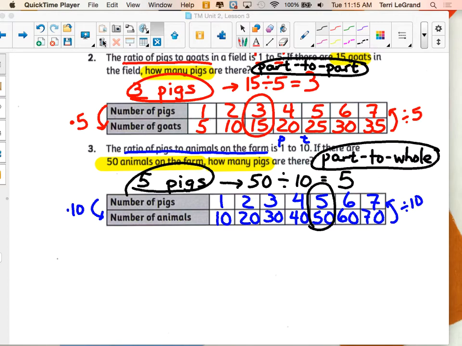Let's go to the back side. A classroom had 35 glue sticks. If the ratio of glue sticks to glue bottles was 5 to 2, how many glue bottles did the classroom have? You are going to need to make tables for these, okay? So put that note at the top of this page. Make tables on loose leaf.